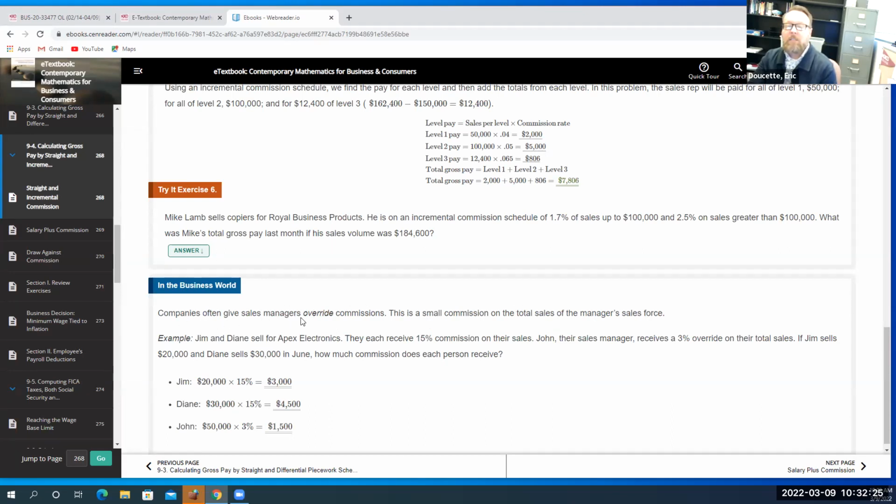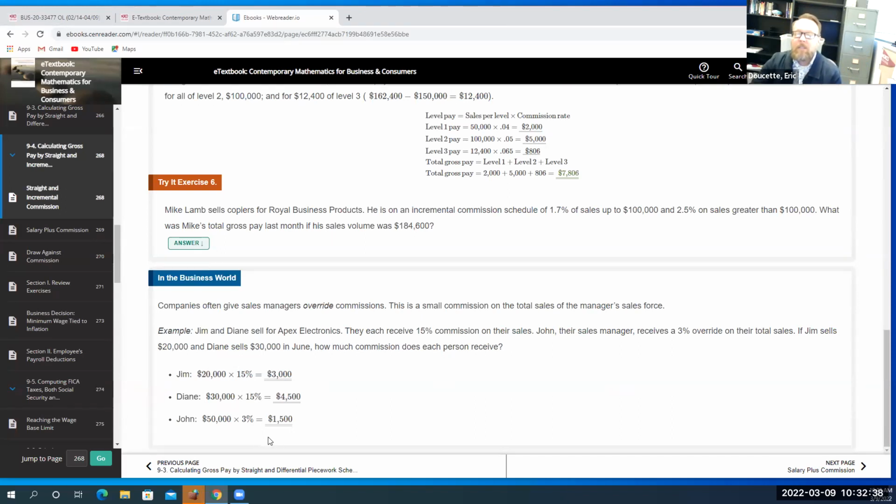Sometimes it says companies give sales managers override commissions as a small commission of total sales of the manager's sales force. So in this case, the manager gets 15% of everybody else's amount. Let's see, is that what it's saying? Yeah. So in this case, they get 3%. It says they each receive 15% on their commission. But John, their sales manager, receives 3% override on their total sales.